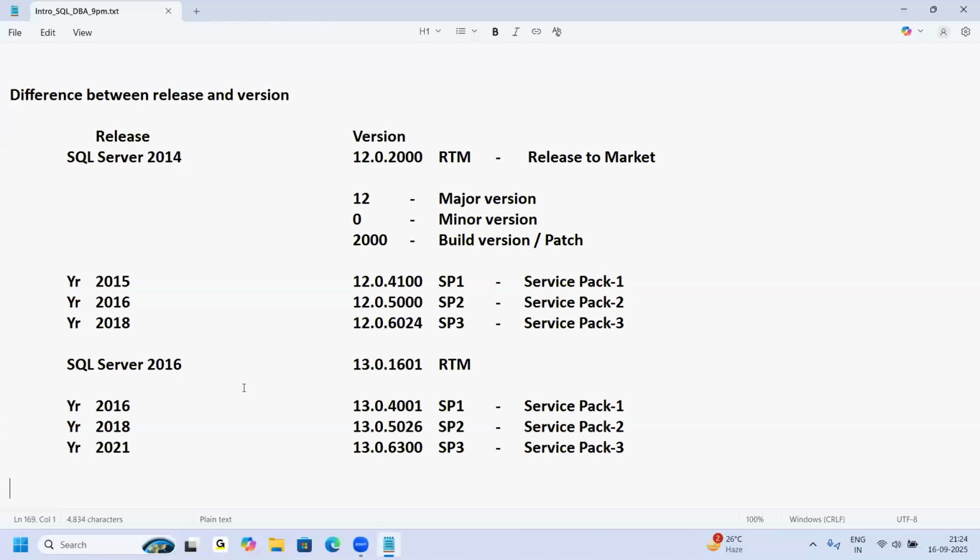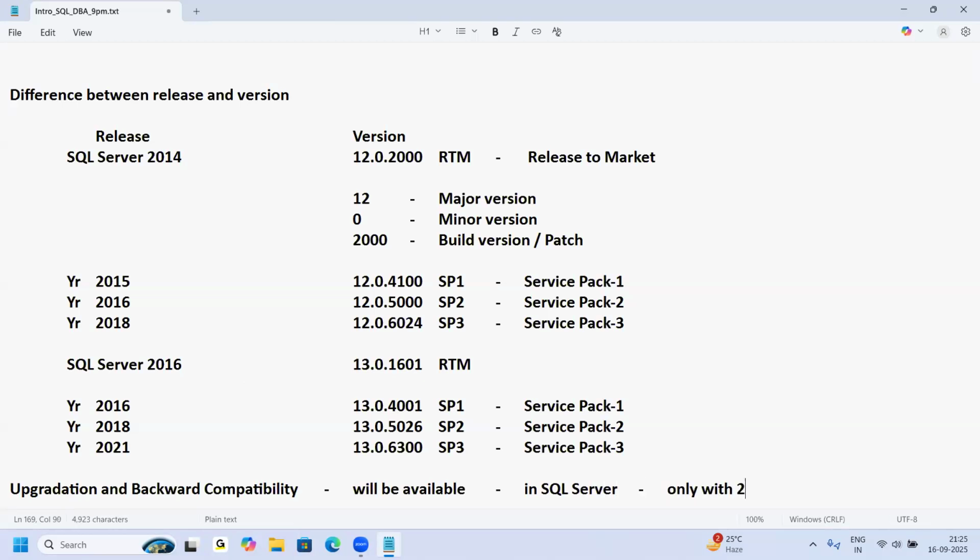Listen carefully. Two things we have: upgradation and backward compatibility will be available in SQL Server only with two versions. Only with two versions. Okay, so let's understand what actually this is all about. We'll discuss this now.